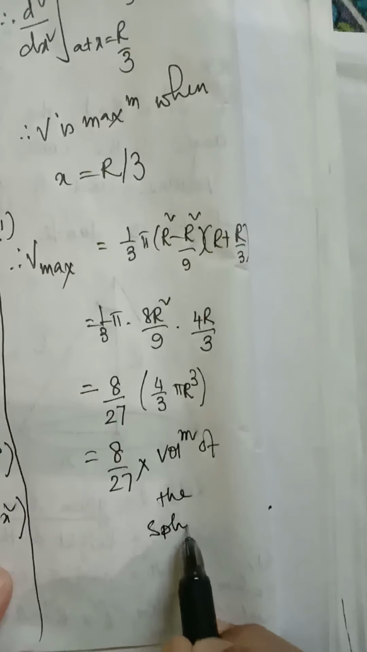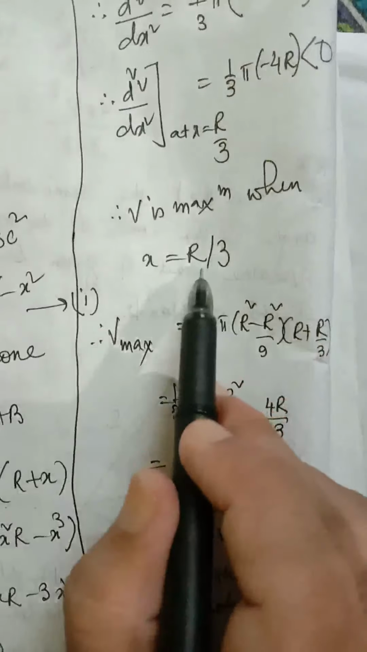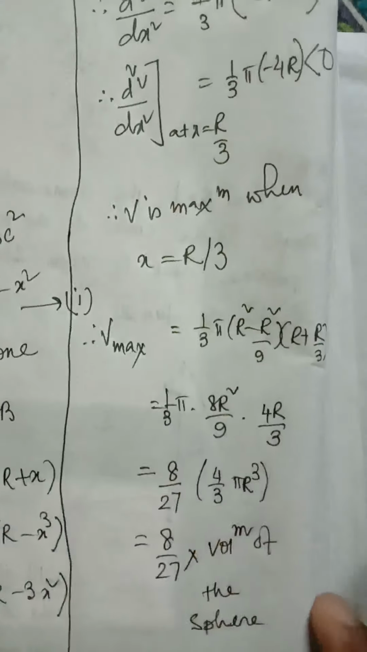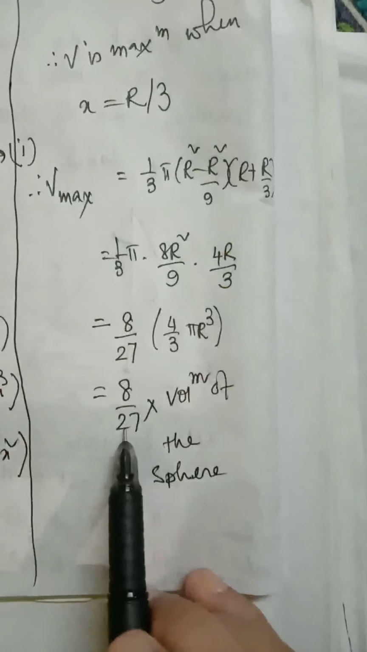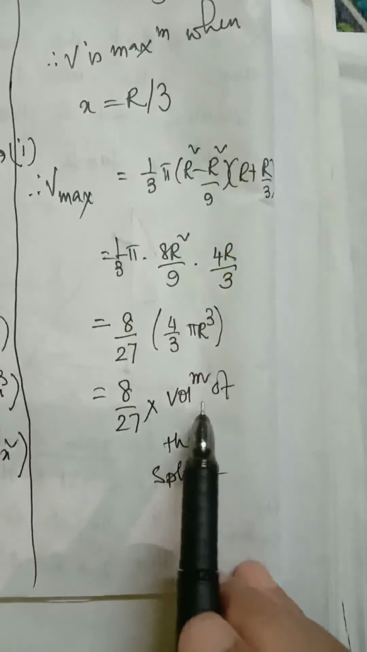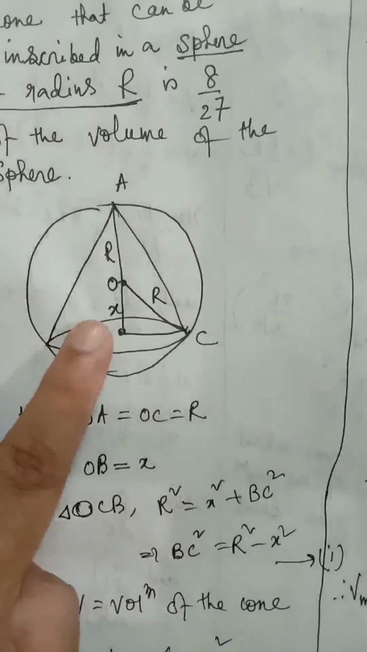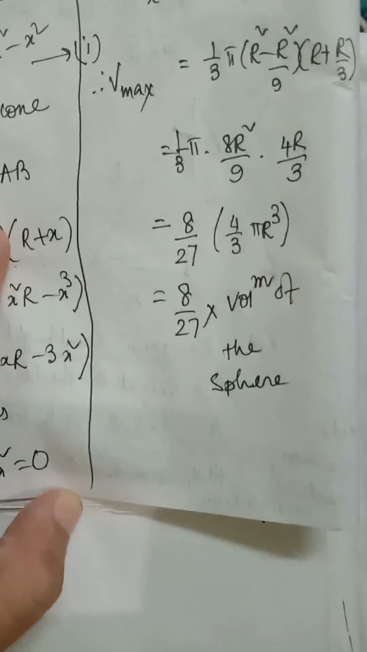So what we have seen, the volume of the cone is maximum when x equal to r by 3. And what is the maximum volume of the cone? It is 8 by 27 into the volume of the sphere. So the maximum volume of the cone is 8 by 27 of the volume of the sphere.